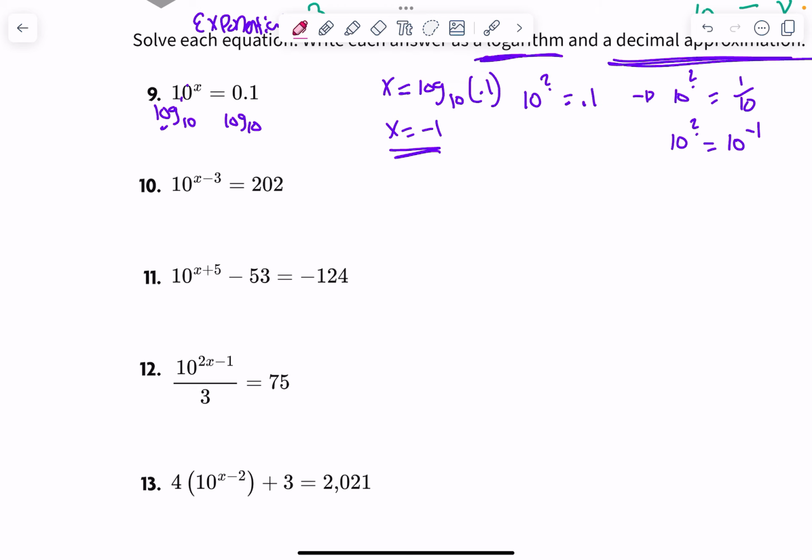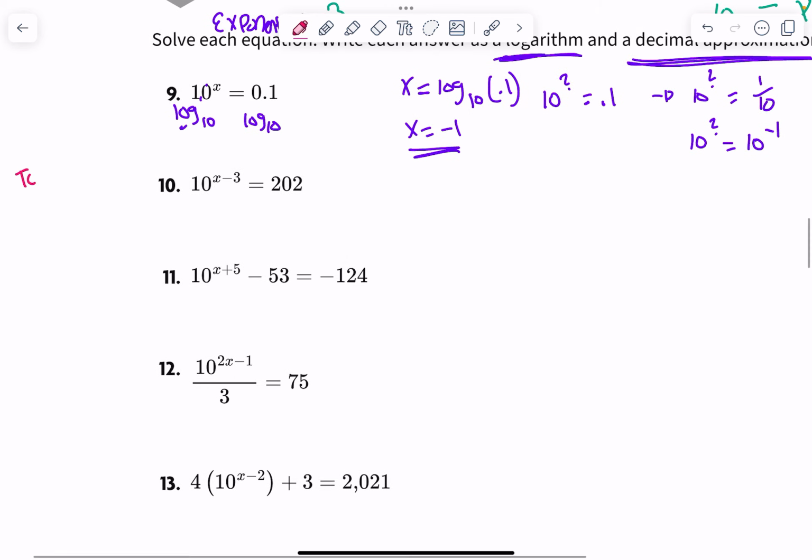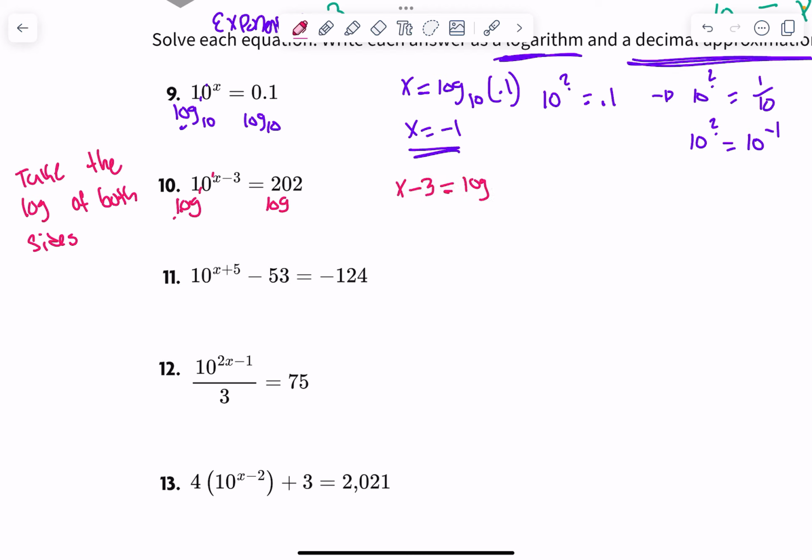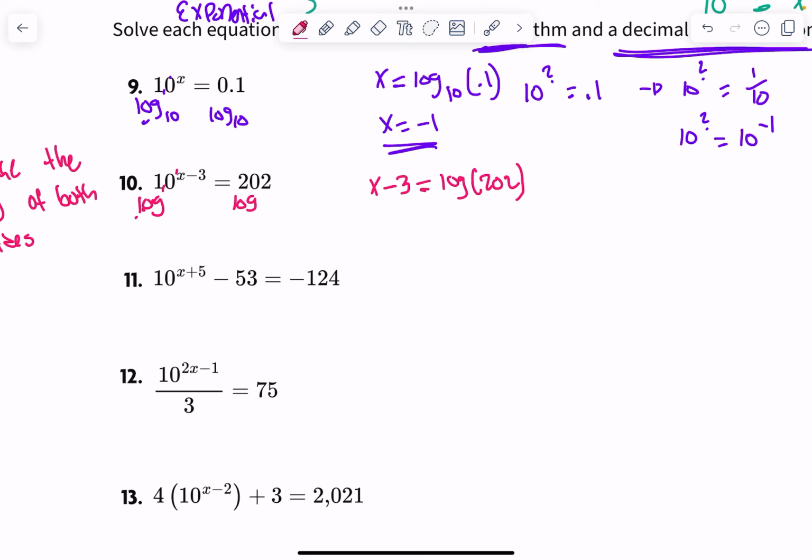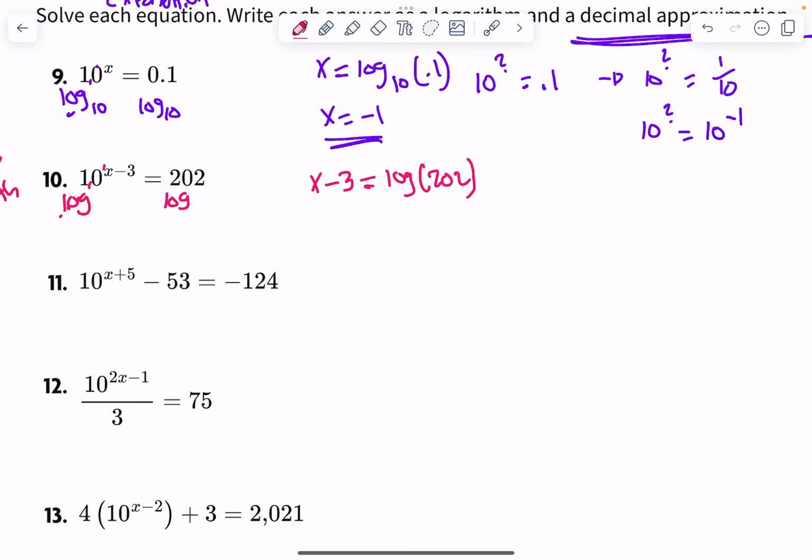I want to take the log. So take the log of both sides. So log and log, this cancels it out. So I'm left with x minus 3 is equal to log of 202. Now I need to solve for x. So solving for x here, I add 3 plus 3. So I'm left with x is equal to log of 202 plus 3.